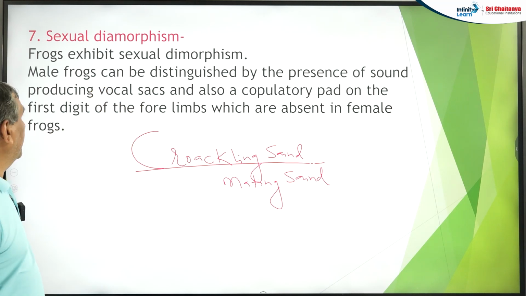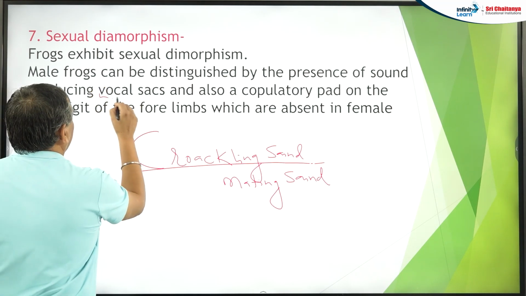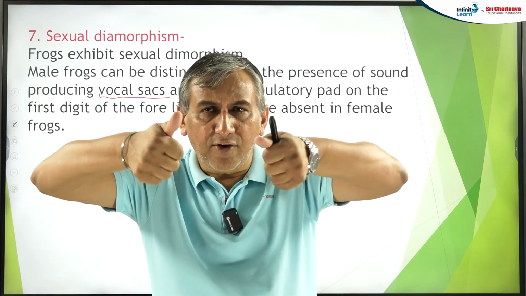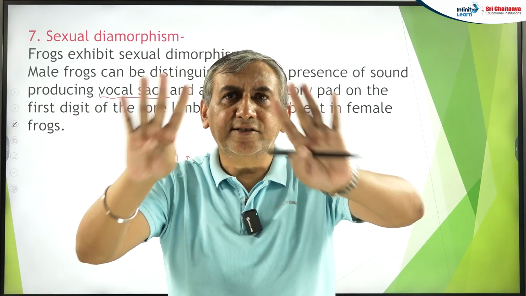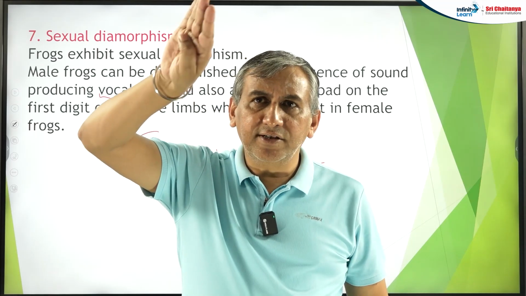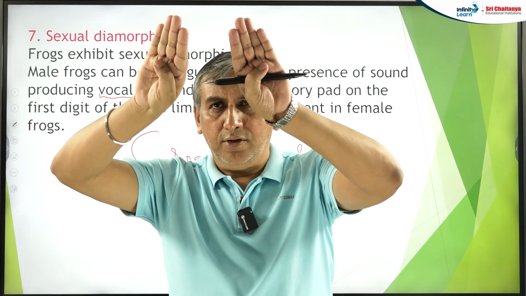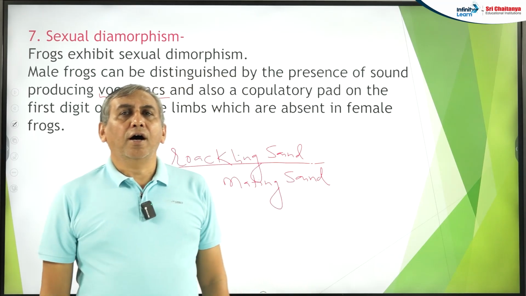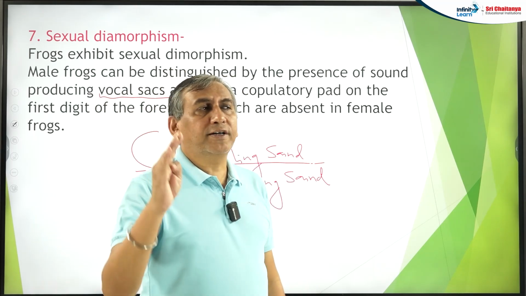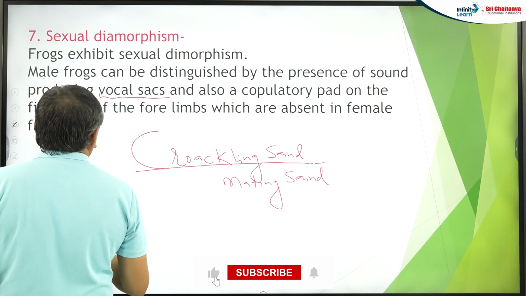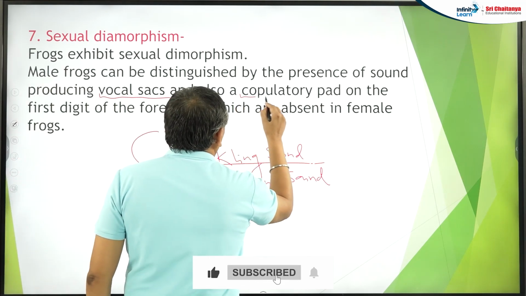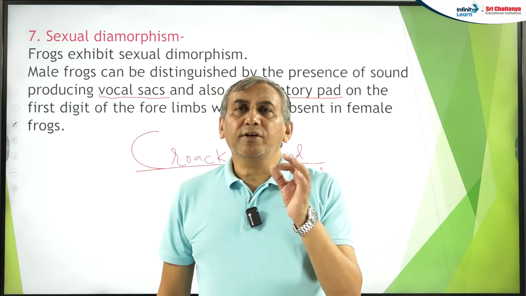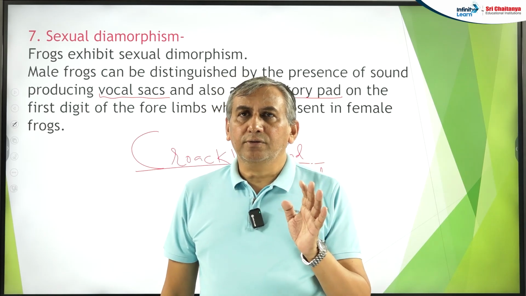They have a developed vocal sac. This is one. And a very important question for NEET: on the first digit of forelimb. Forelimb has how many digits? 4. So on the first digit of forelimb of male frog, what is present? Copulatory pads are present. What is the function of copulatory pads? To hold the female at the time of copulation. The type of copulation in frog is pseudo-copulation.